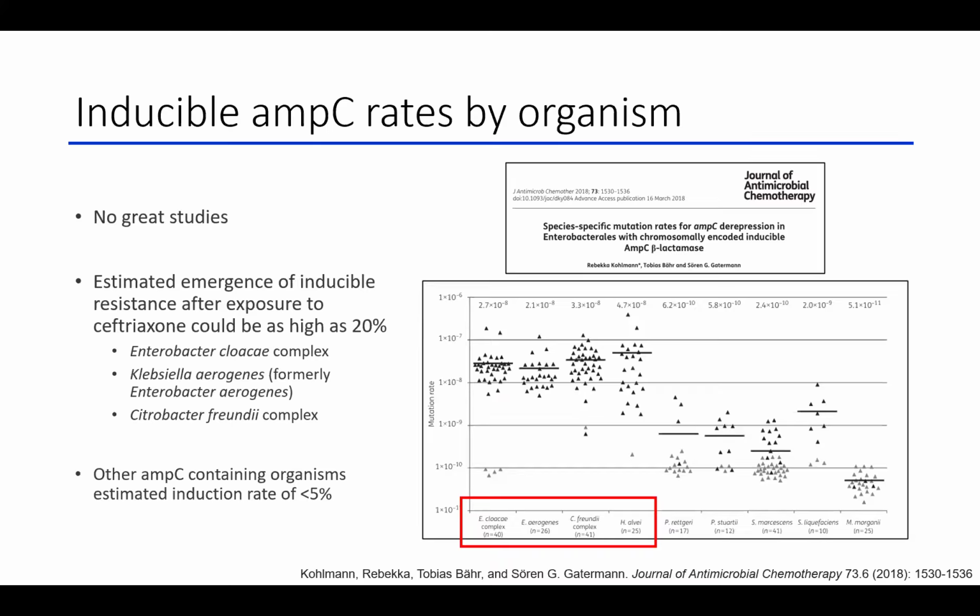And you can see that there are 4 organisms here at the bottom that have bars at the higher reversion rate. And those are Enterobacter cloacae complex, Enterobacter aerogenes, now Klebsiella aerogenes, of course, and Citrobacter freundii complex, and then Hafnia alvei. We see that so infrequently in the lab that it kind of gets forgotten, but it is also a high reverter. For other AMP-C containing organisms, the induction rate is quite low, generally less than 5%. So we really do focus on this group right here.